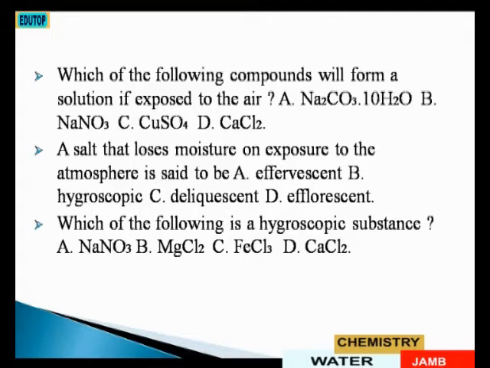Then D, H2SO4. H2SO4 is not going to dry hydrogen sulfide simply because there will be a reaction. It will react with it. Instead of drying it, it will react with it to form another compound. So the correct option in question 6 will definitely be option D. That is H2SO4, that's tetraoxosulfate(VI) acid. That is the only one that is odd in this regard.